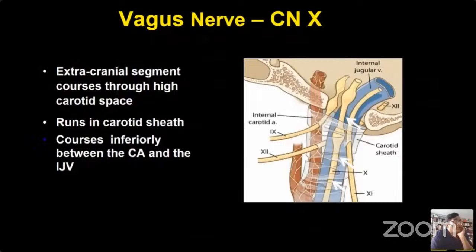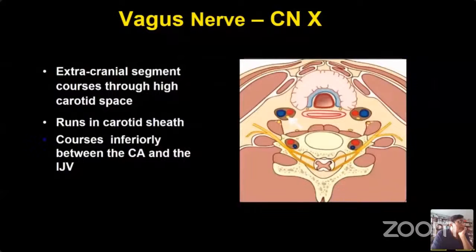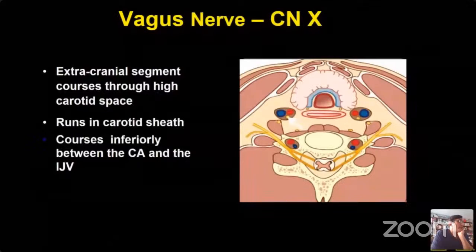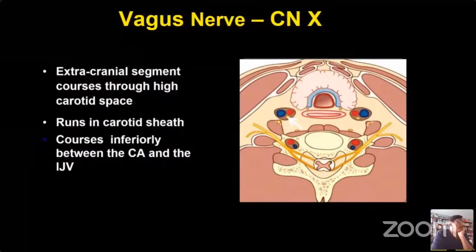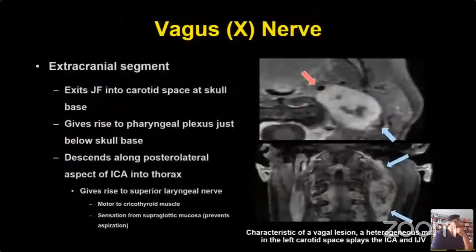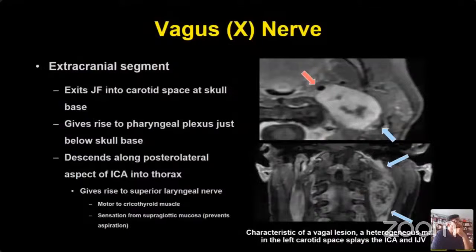It courses inferiorly between the internal jugular vein and the carotid artery. And that's why we know that whenever there is a glomus vagale, it's going to separate the jugular vein and internal carotid artery. In the extracranial segment, the white arrow points towards the vagus, situated posterior, but in between the internal carotid artery and the internal jugular vein. And that gives rise, whenever there's a tumor, to the artery and vein being separated out. And that is very characteristic of a vagal lesion.